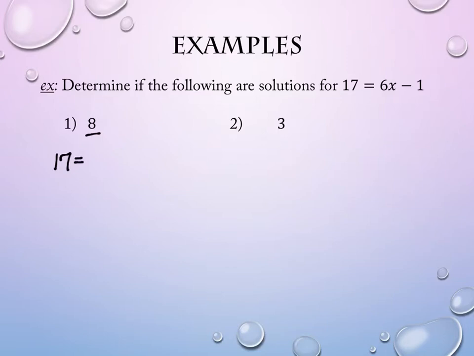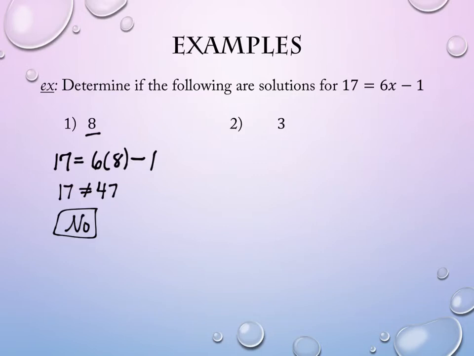So I have 17 equals 6 times 8 minus 1. What's 6 times 8? And minus 1 is? 47. And what can you tell me about 17 and 47? It's not the same. Yeah, they're not the same. It's not equal. And so therefore it is not a solution. Is it a solution? No. So you have to justify that it's not a solution by showing that they don't equal each other.